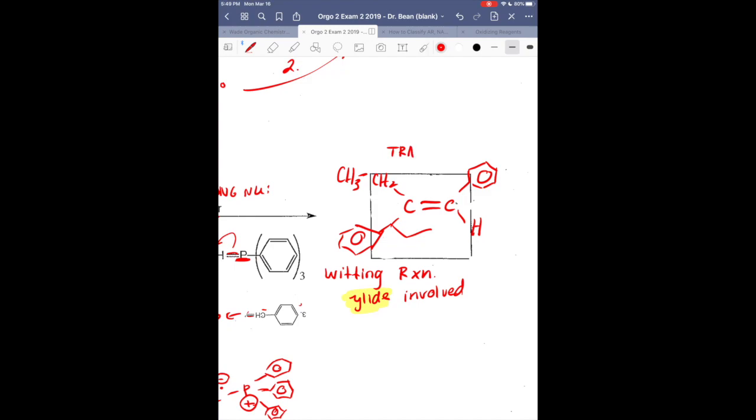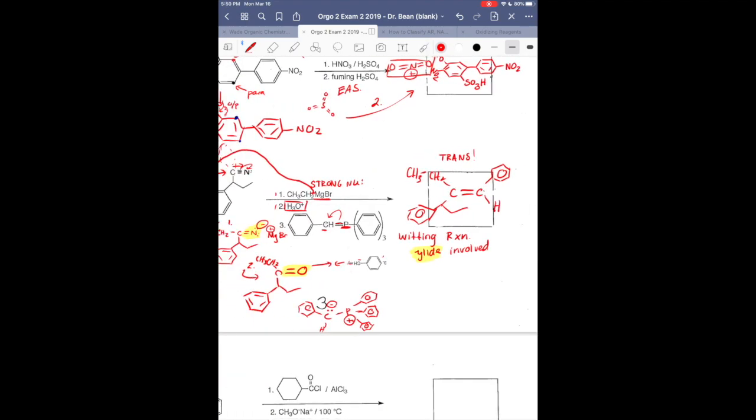So this answer is trans because our bulkier groups are going away from each other in the space. Like this one is going up, this one is going down. And so I did that on purpose because that would be like a point off or so for not indicating that the Wittig reaction gives you a trans product.